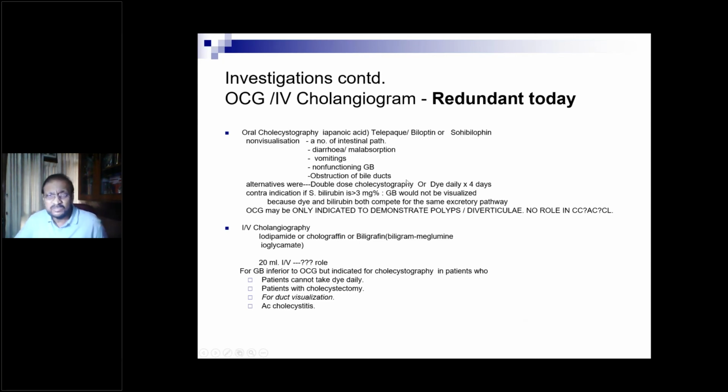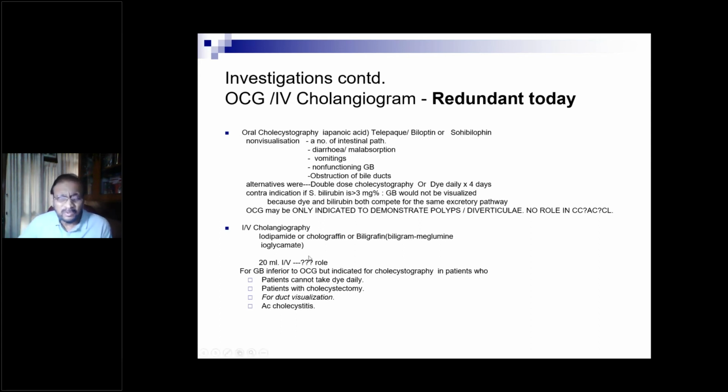And this was basically done by taking tablets of telepaque. These were tablets of 500 milligrams, and you used to take 6 tablets, 3 grams. And IV cholangiogram was basically an intravenous dye. Both of them were basically for delineating the gallbladder, while the IV cholangiography was basically for delineating the extrahepatic biliary channel.